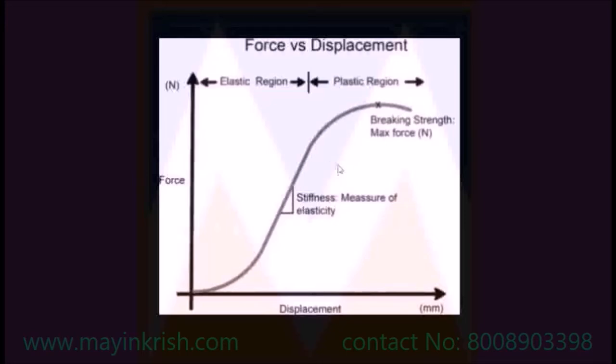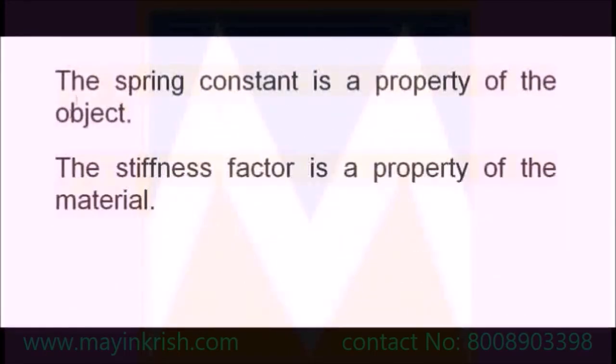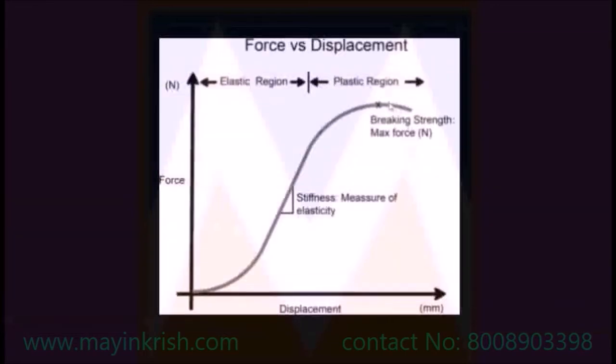So let me explain the difference between the spring constant and the stiffness. The spring constant is a property of the object. The stiffness factor is a property of the material. That is why we consider the stiffness, because we are concerned with the behavior of a material, not the object.